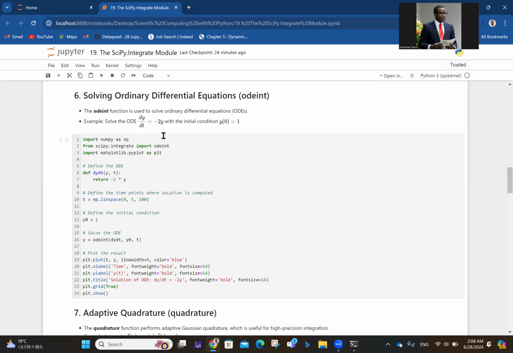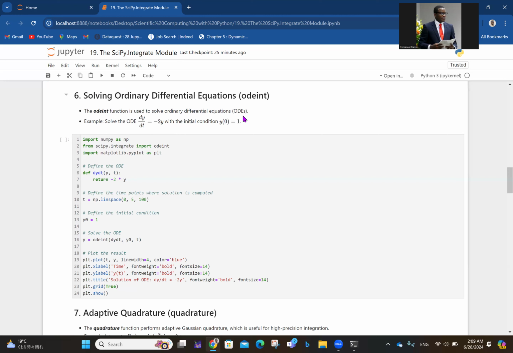Okay, so we go to solving ordinary differential equations. Things are getting more interesting. Most of the things that happen in life, like if you want to represent how things change over time, differential equations are very good for representing them. An ordinary differential equation is when you have one dependent variable with respect to one independent variable. But if you have more than one independent variable, then you have to talk about partial differential equations.